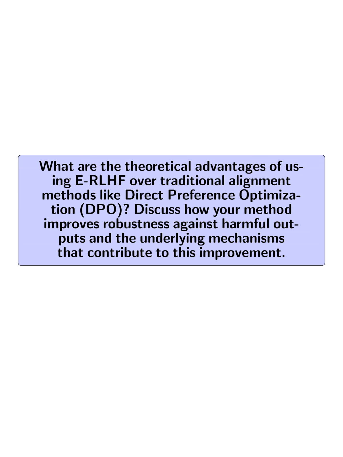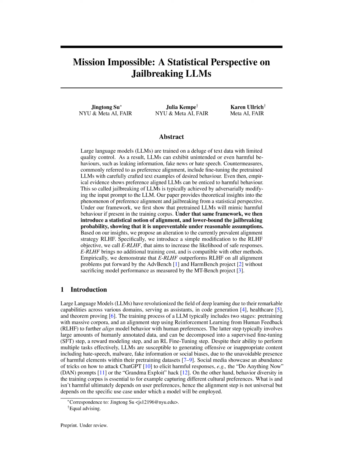What are the theoretical advantages of using E-RLHF over traditional alignment methods like direct preference optimization, DPO? Discuss how your method improves robustness against harmful outputs and the underlying mechanisms that contribute to this improvement. The theoretical advantages of using E-RLHF over traditional alignment methods like DPO lie in its ability to expand the safety zone of the output distribution, thereby enhancing robustness against harmful outputs.